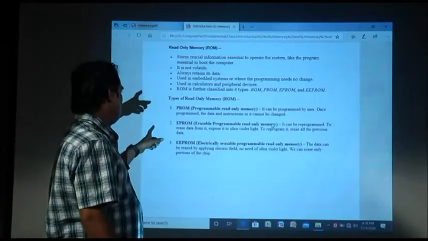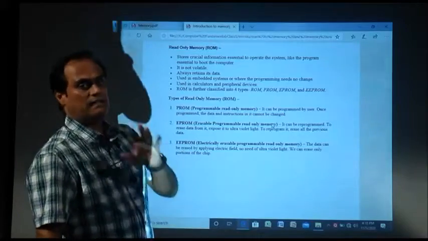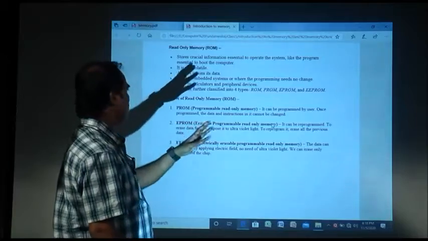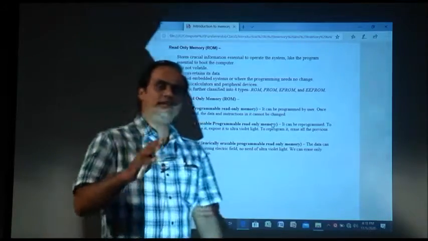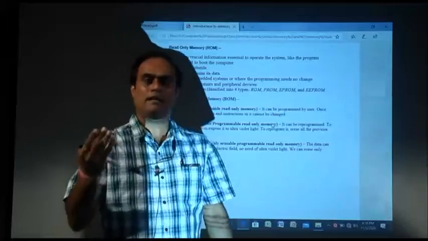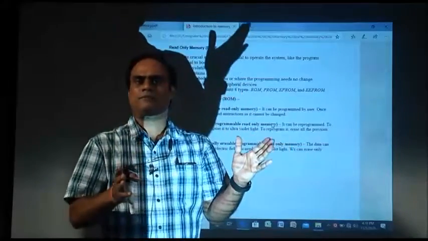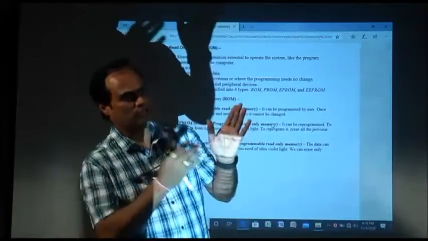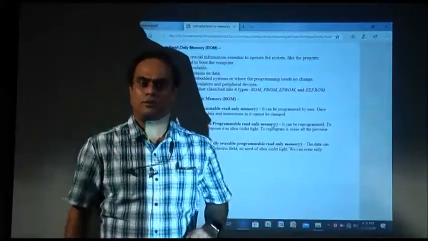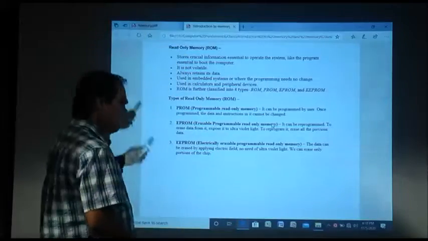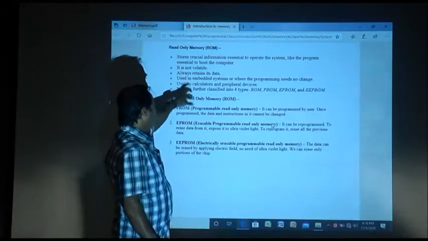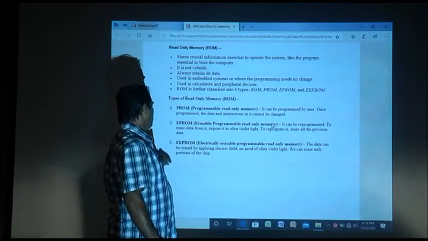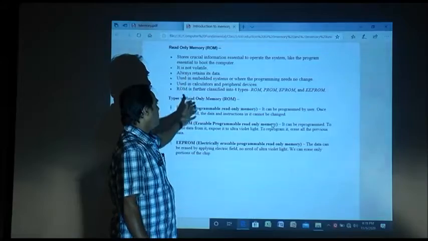Okay. Then EEPROM, electrically erasable programmable read only memory. That means through the electric field, we can erase the content from the chip, and again we can store the instruction set. Accordingly, the computer will run those instruction sets. So, these are the different categories of read only memory, that is PROM, EPROM and EEPROM, yes or no. These are different types of ROMs.